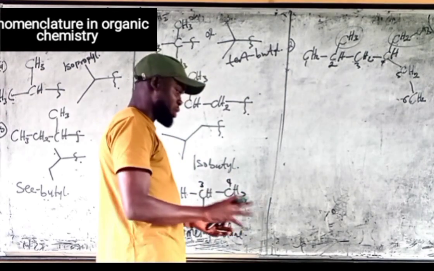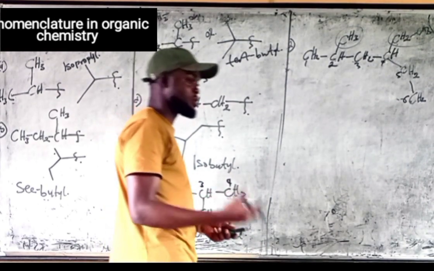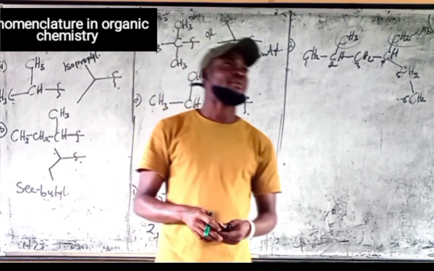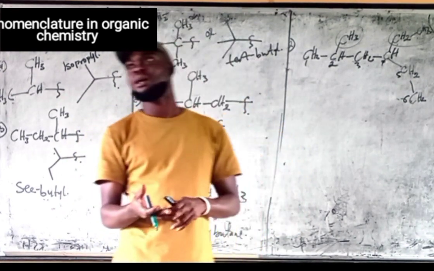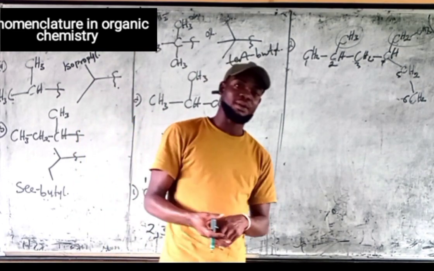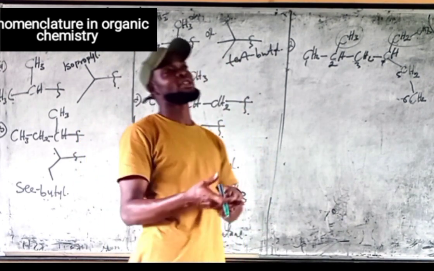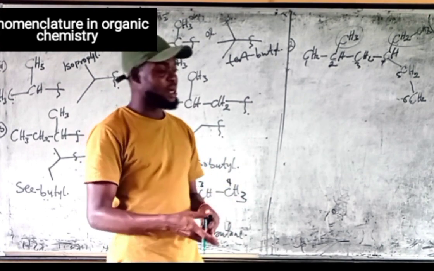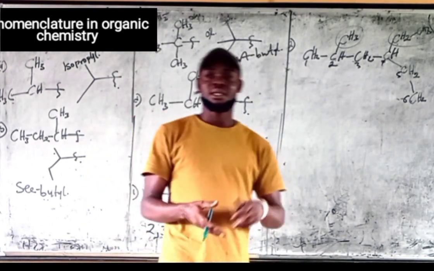In another way, if you want to name substituents, you follow them alphabetically. First thing, you locate the longest carbon chain to be called the parent chain. Then you locate the substituents, and then you number to give the substituents the lowest numbering.